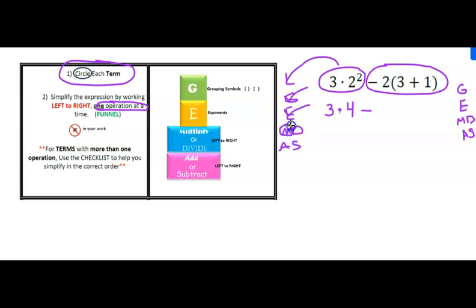My next step is multiplication. So I'm just going to go ahead and do that. 3 times 4 is 12. That term is all taken care of right below.